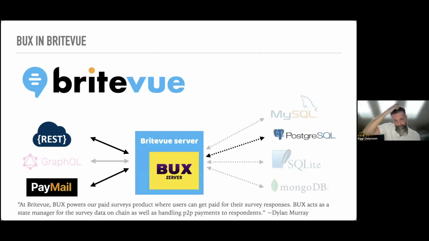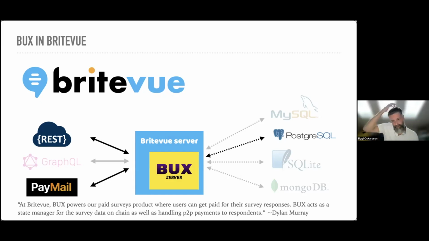The guys from Brightview did it a little bit differently. They're also not using GraphQL, and they're using Postgres as their database. What they did is they took the BUX server and built something around it, so they extended the server. I wanted to ask them for a quote. Dylan Murray gave me one: Brightview BUX powers our paid surveys product where users can get paid for their survey responses. BUX acts as a state manager for the survey data on-chain, as well as handling P2P payments to respondents. So Dylan is doing something that we didn't design BUX for, but it's awesome.